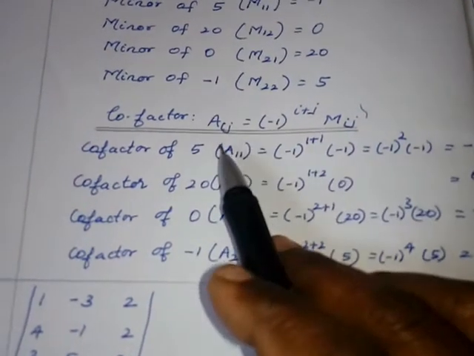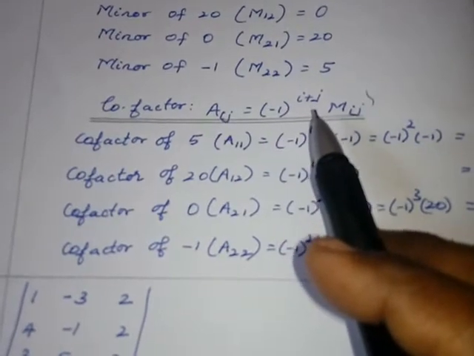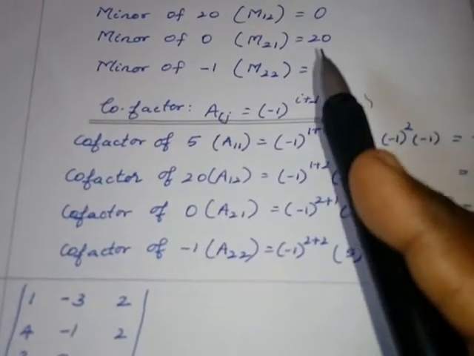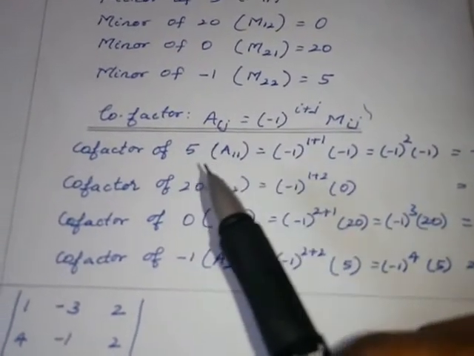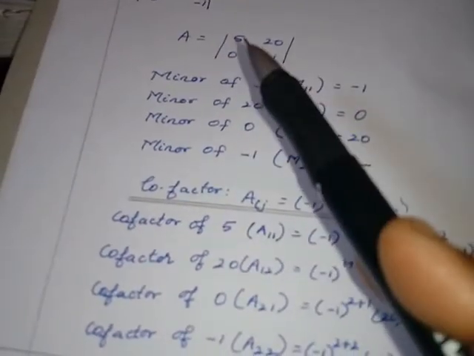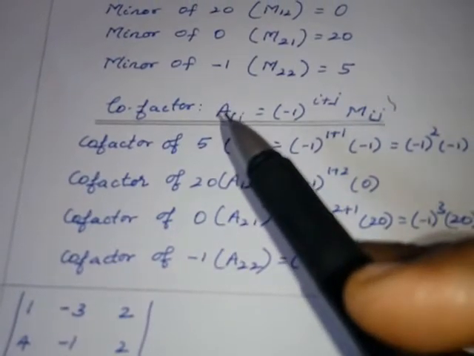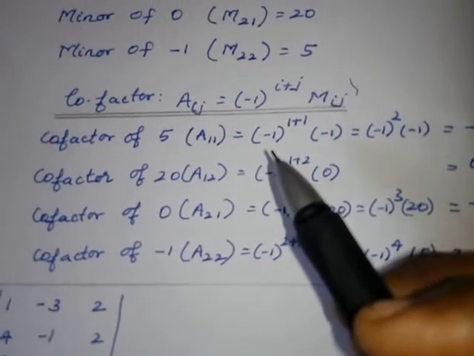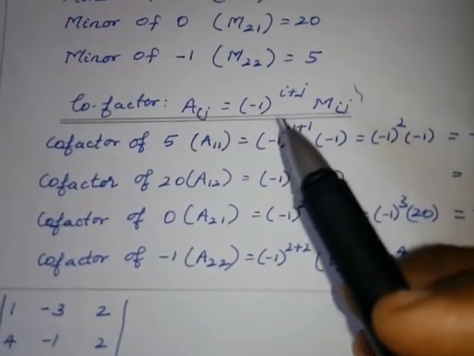Cofactor will be given by the formula Aij is equal to minus 1 to the power i plus j Mij, the minor of the particular element. From the above solution you will substitute here in this sum. Now cofactor of 5, the first element, which is located in first row first column. So I have mentioned A11. Formula is Aij. So A11. Now minus 1 whole to the power 1 plus 1. i plus j is 1 plus 1.